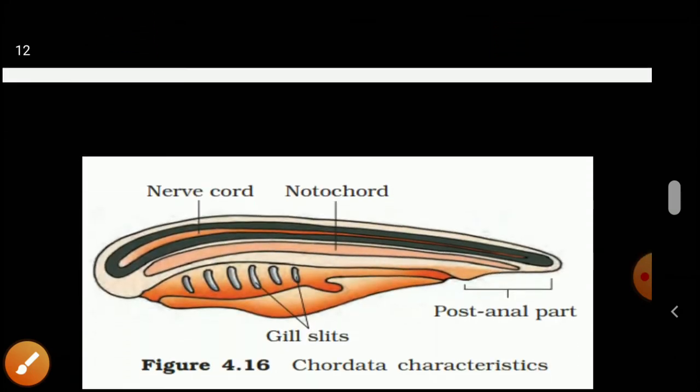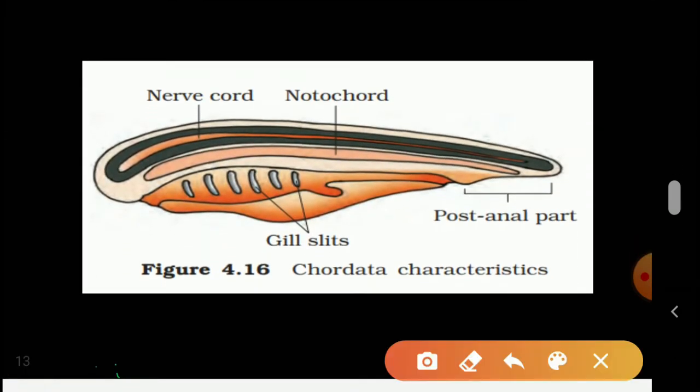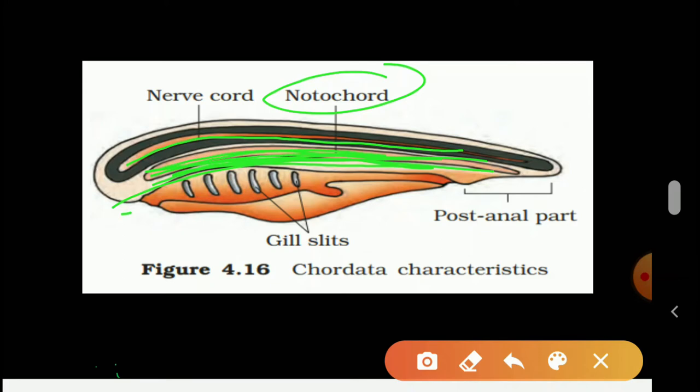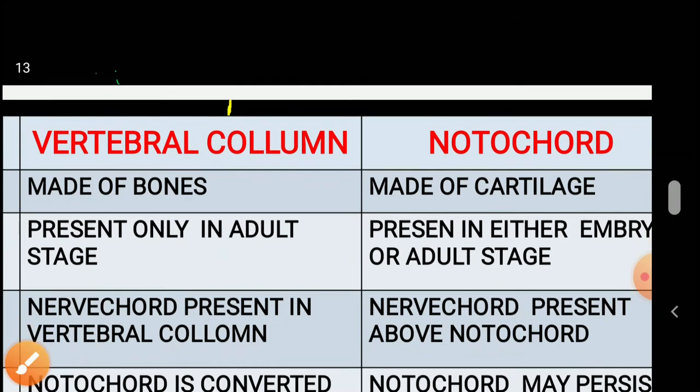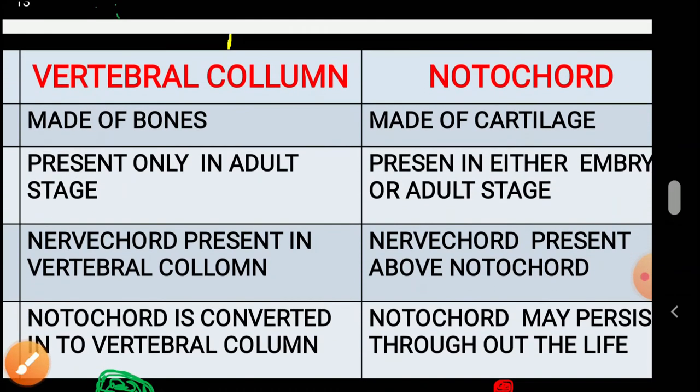Now, one more diagram you can see here. This one is a nerve cord for the nervous system, while this structure is a notochord, supporting the organism before birth, during the embryonic stages. But in some organisms it remains throughout life. Clear? Now I've taken the difference between the vertebral column and the notochord.